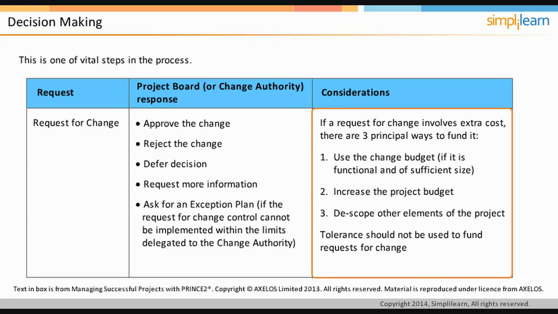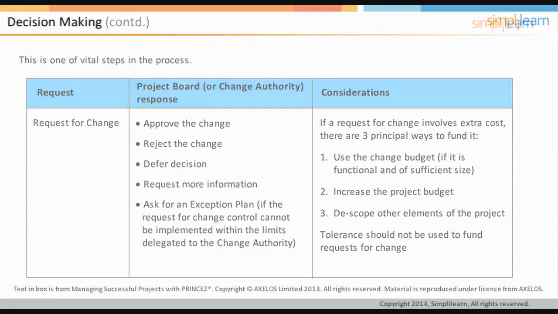They are: the change budget can be used if it is functional and of sufficient size. The project budget can be increased, or other elements of the project can be de-scoped. As per PRINCE2, tolerance should not be used to fund requests for change. The tolerances are specified to manage poor estimates. The user should have a clear understanding about it from the foundation as well as practitioner exam perspective. We will continue our discussion on decision-making in the next screen.